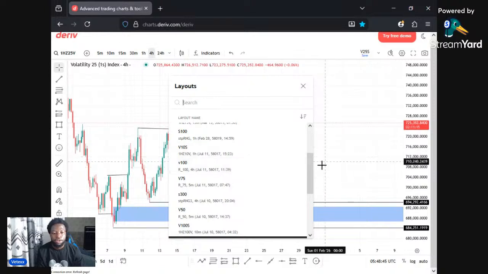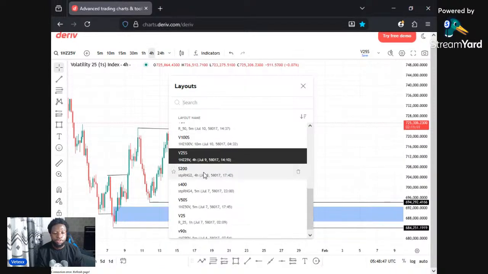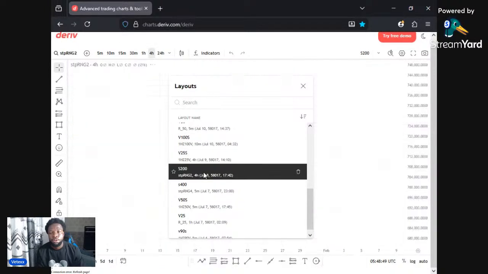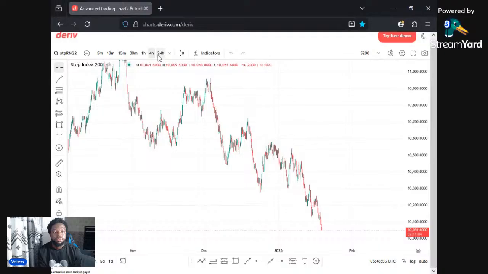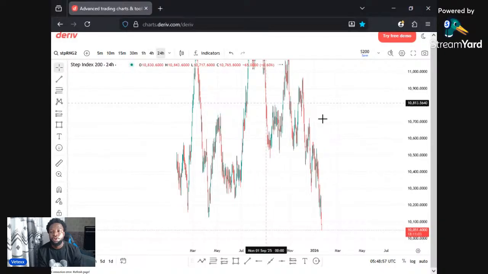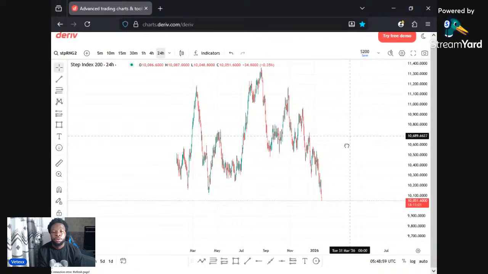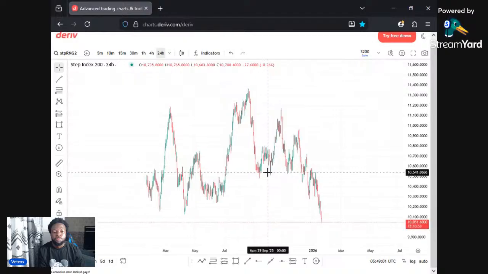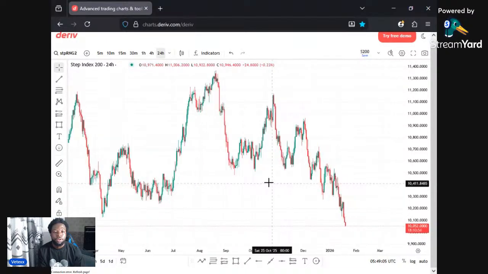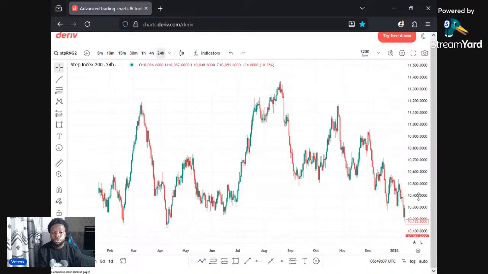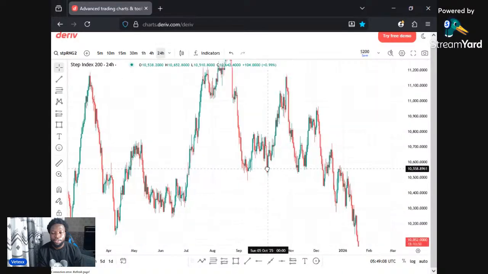So we'll move to the next pair on our list, which is step 200 index. So on the step 200 index, what do we have today? We'll start from the weekly time frame. The weekly time frame is bearish, and the weekly time frame has been bearish, but it just took out its target on the weekly time frame.